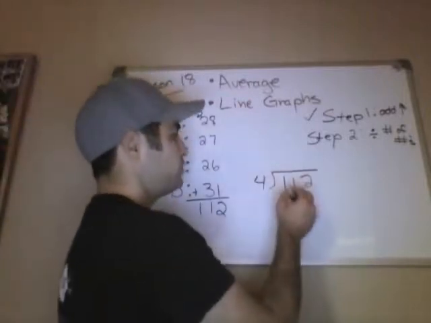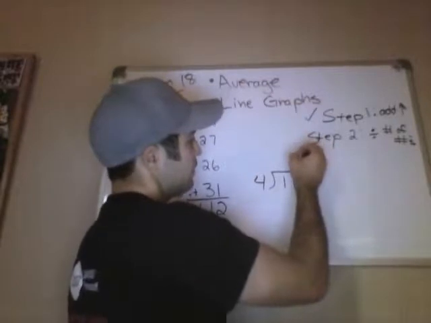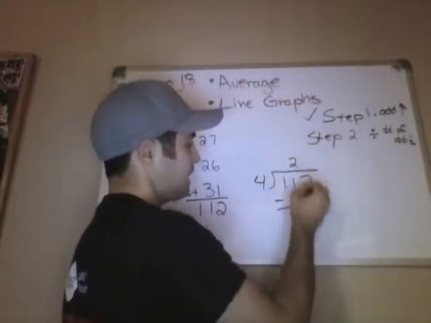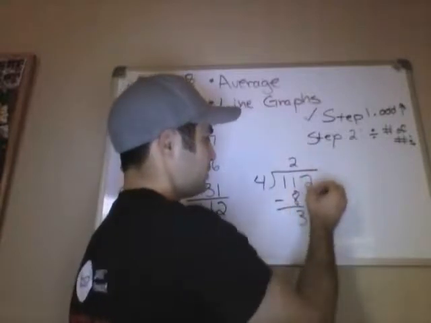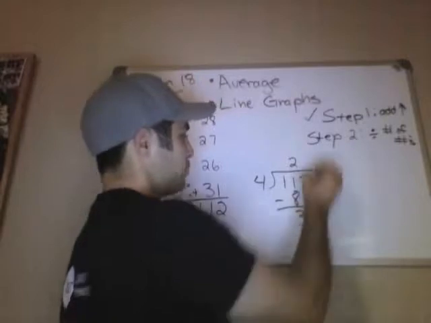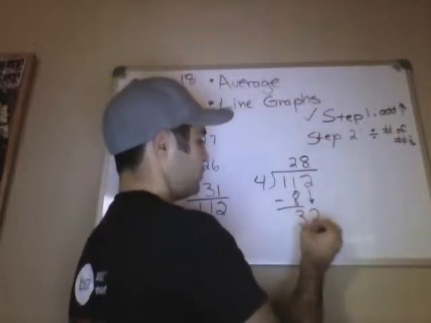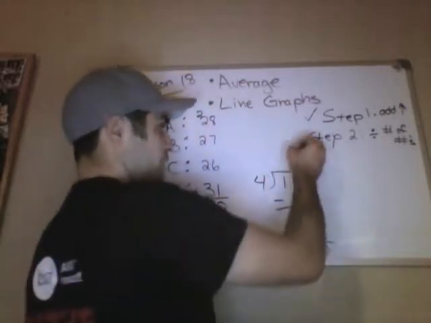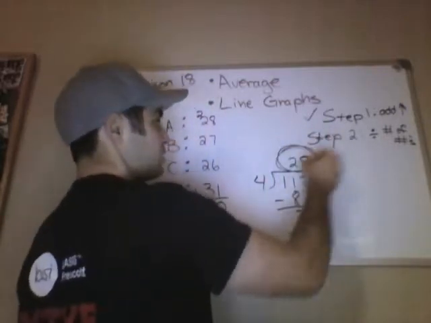So 4 will go into 11 2 times. 2 times 4 is 8. Subtract. 11 minus 8 is 3. Bring down the 2. 4 will go into 32 8 times. 8 times 4 is 32. So they do divide evenly. So your average is 28.